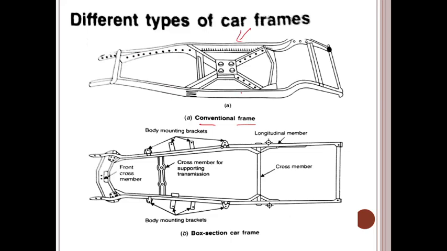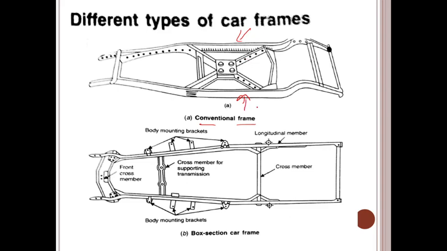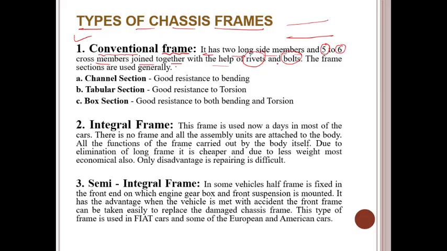These are the two long members. In the definition, it has two long side members. These are the two long side members, and here 5 to 6 cross joints. These are the 1, 2 like that, and they are connected by rivet joints. If you observe here, there are rivets or bolts.